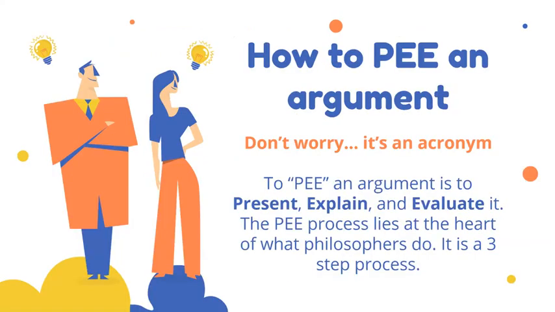Okay, so this leads us to a big part of our course, something that we'll use for an assignment, and that's called P'ing an argument. Don't worry, it's an acronym. P just stands for present, explain, and evaluate, which is something very similar to what we saw in the book for the explicating argument. It just has 3 parts. And this general process lies at the heart of what philosophers do, and it's a 3-step process.